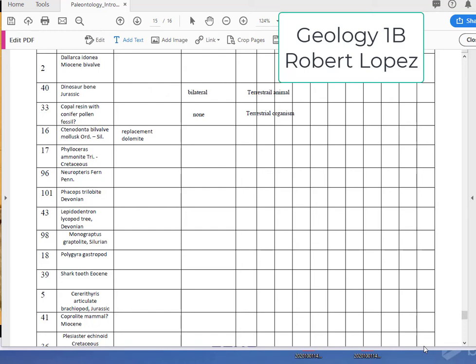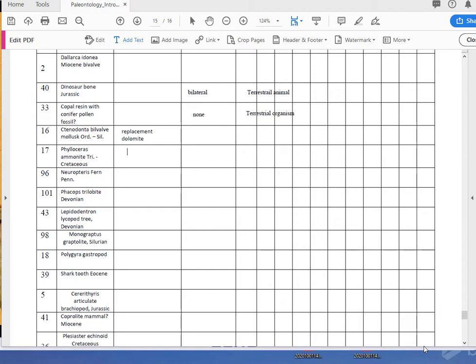I am Robert Lopez. I'm going to continue on with activity 1.3 and hopefully get through all the rest of the samples here. So we're on sample 96, which is a Neuropteris fern, Pennsylvanian age.